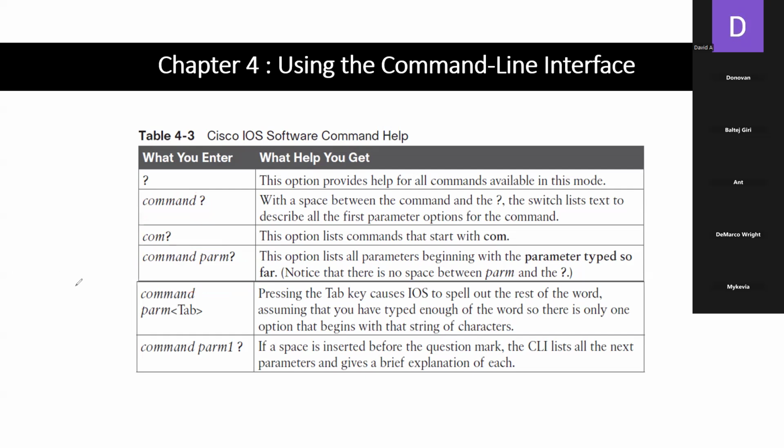So the question mark can help out so much, right? The Command-Tab. Okay. I'm going to go over this on Thursday too, but I love the tab command, right? Pressing the tab key causes the IOS to spell out the rest of a word, assuming that you have typed enough of the word so it's not ambiguous to the switch, so that there is only one option that begins with that string of characters.